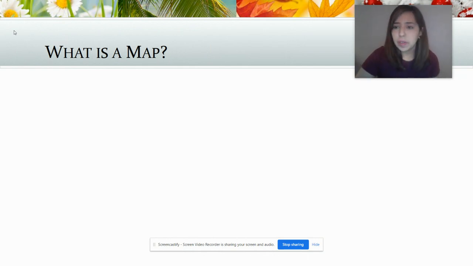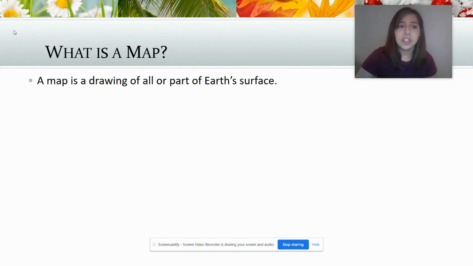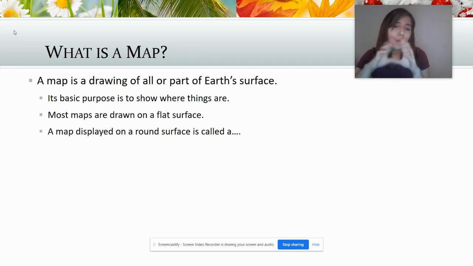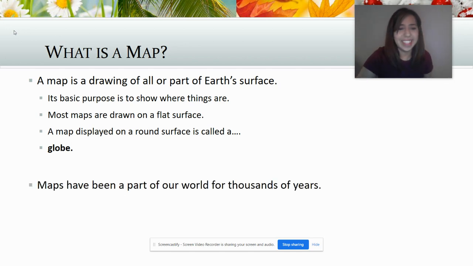So, just reviewing back to what is a map. A map is just a drawing of all or part of the Earth's surface. It's basically just to show where things are, especially in relation to other things. And most maps are drawn on a flat surface. And a map that's displayed on a round surface is called a what? Let me see if you guys remember. Maybe something with the letter G. What do you think? If you said globe, you're right.